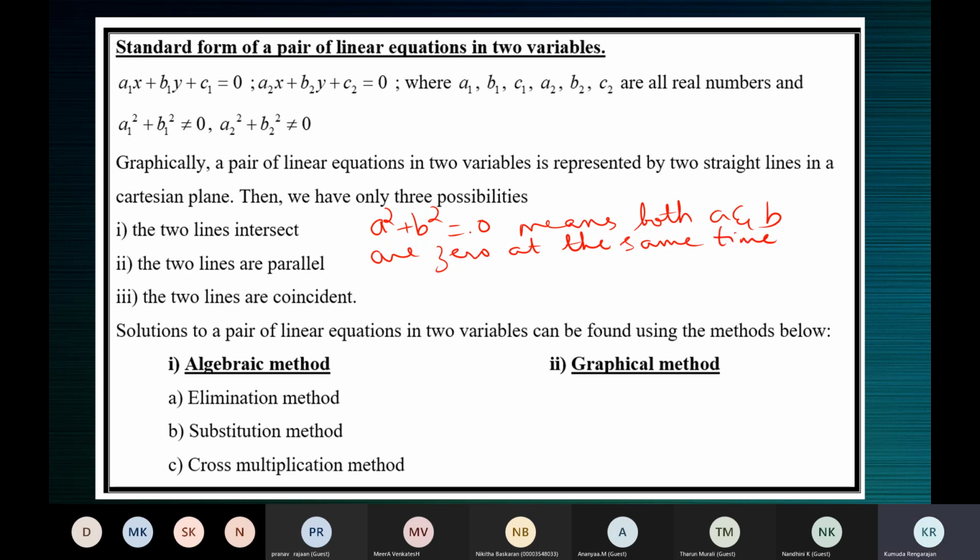Because only then this will be satisfied. Only when a is 0 and b is 0. See here, this is the only case where you will get 0, when both a and b are 0. Only 0 square plus 0 square can give us 0. Think about it, children. If a and b take different values, you will not get 0.